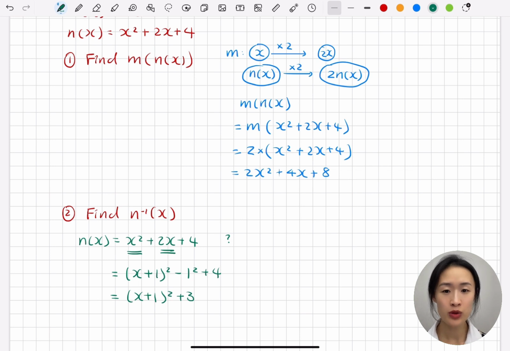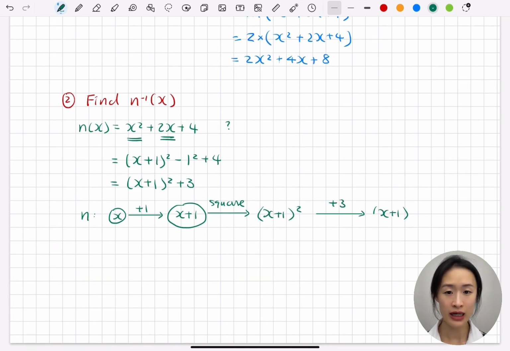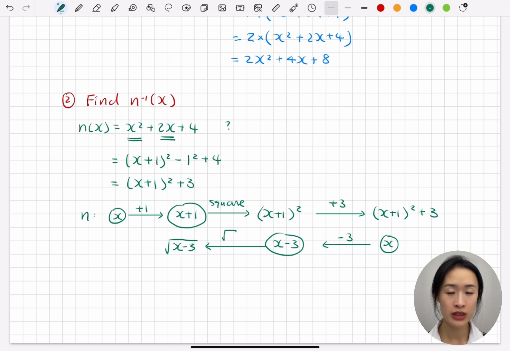So now we will be able to draw a diagram for this. The input is x being added by 1, that's x plus 1, and then I'll square them. After that, I'll add 3 to it. So now what we can do is to find the inverse. Add 3 is take away 3 as its inverse operation. So x take away 3 and then square root it. After that, I will subtract 1. So our final answer will be x take away 3, square root it, and then take away 1.